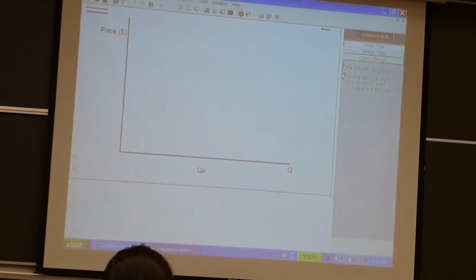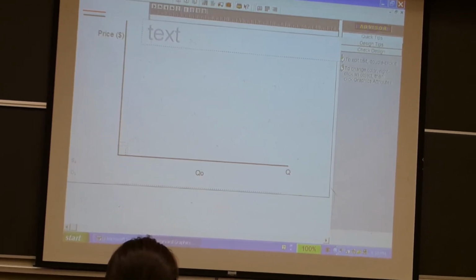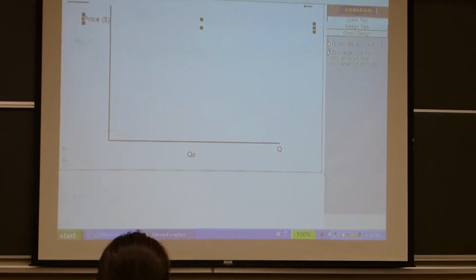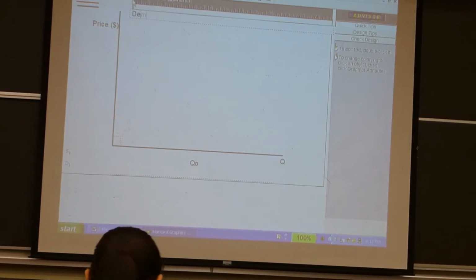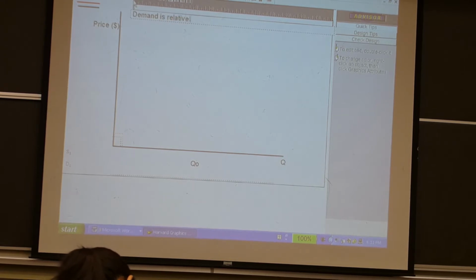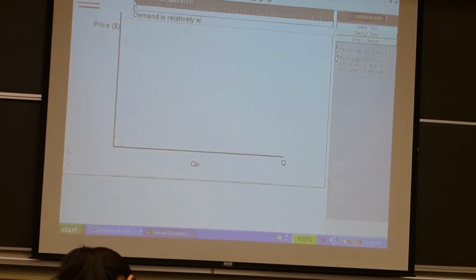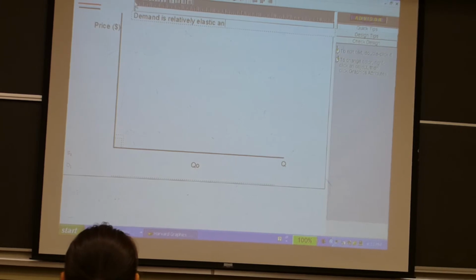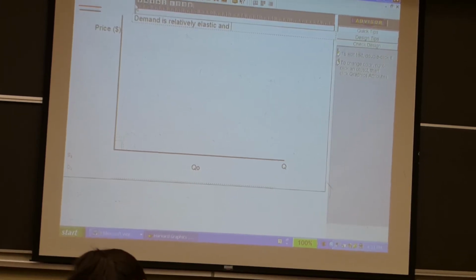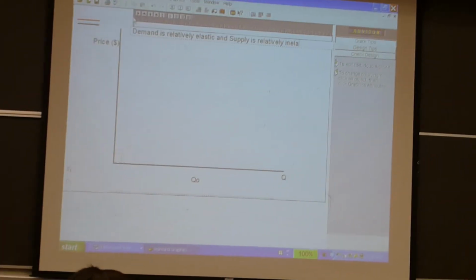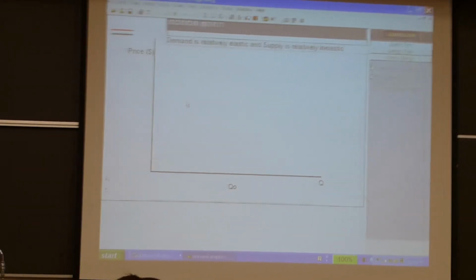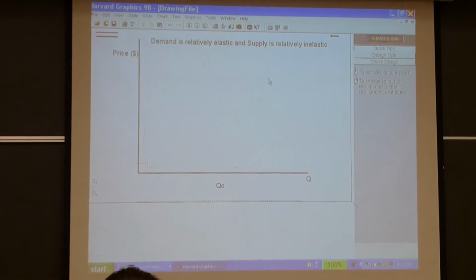I want you to set this up, number one. Demand is relatively elastic, and supply is relatively inelastic. Okay, draw it. One mark.